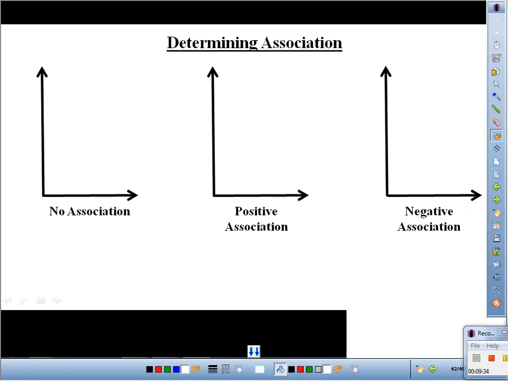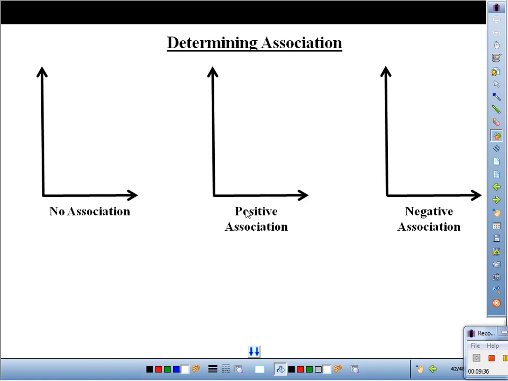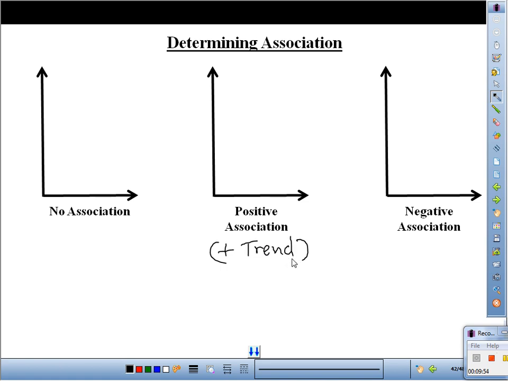Bam. I'm going to start with positive association, okay? And I'm going to put it in your terms so that you understand a little bit better. Because right now with association, positive association, negative association, I'm going to switch those terms and write underneath: positive trend. Okay, don't write that down. Just pay attention. Here it goes.